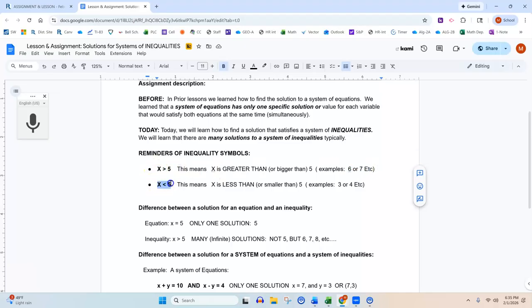If it points this direction, it means that x is less than or smaller than 5. So it points in the direction of the smaller one. And so examples here would be 3 or 4. So we have to remember how that works, okay?